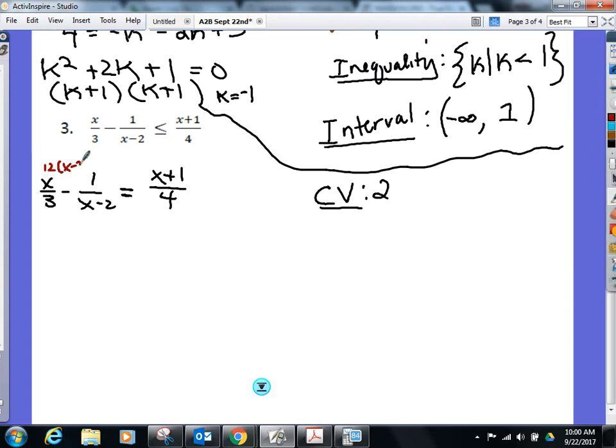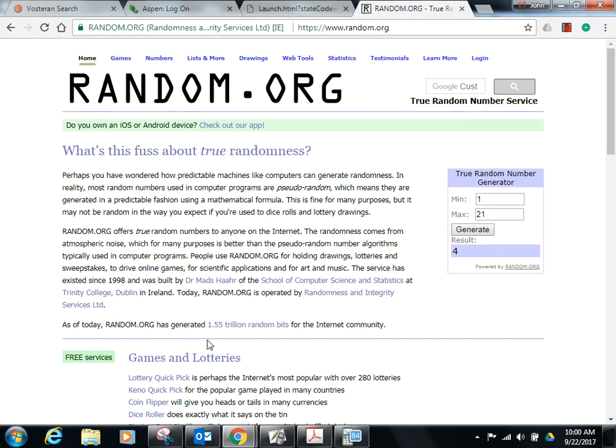12 times x minus 2. Okay, one person only. Everything. You're going to go through each fraction with me here. Who's got 18? Nobody, right? Who's got 6? Okay, let's go, John.